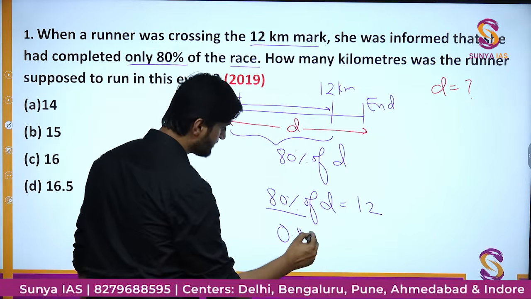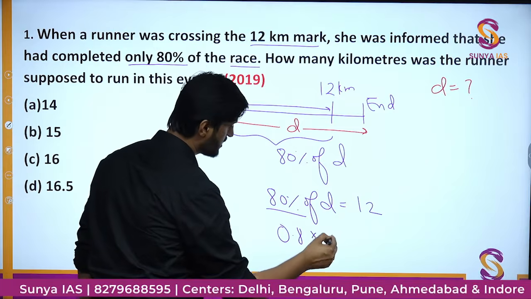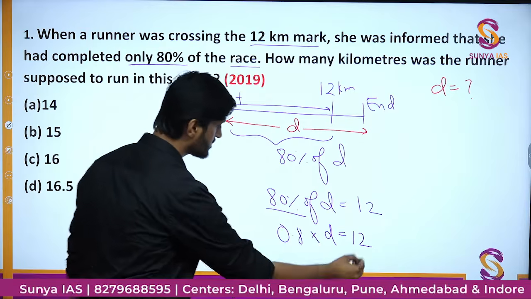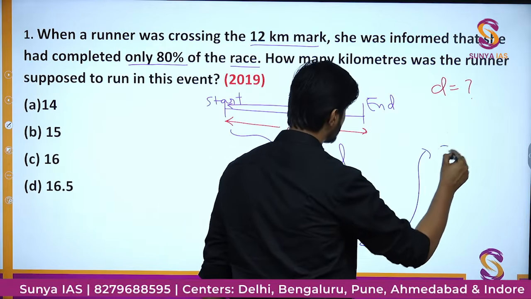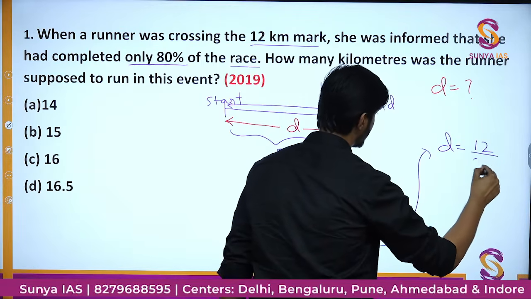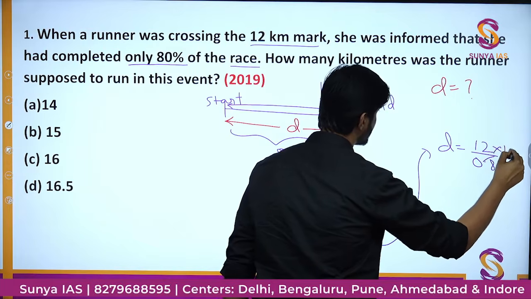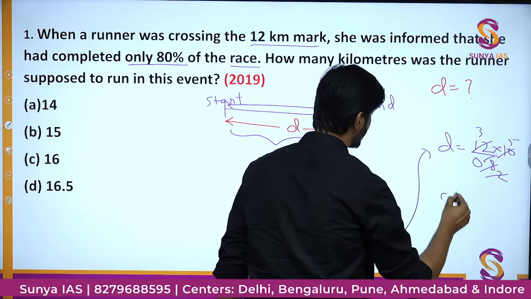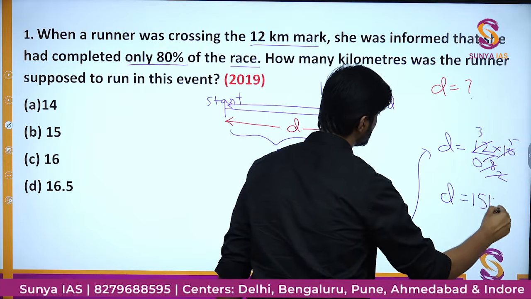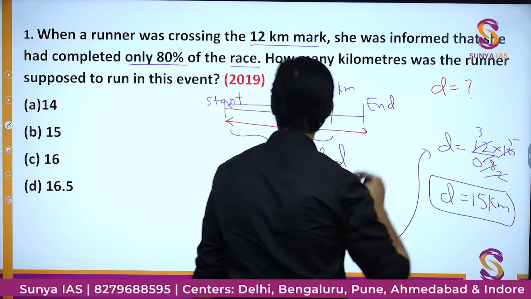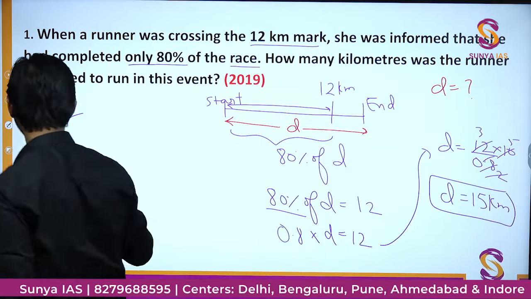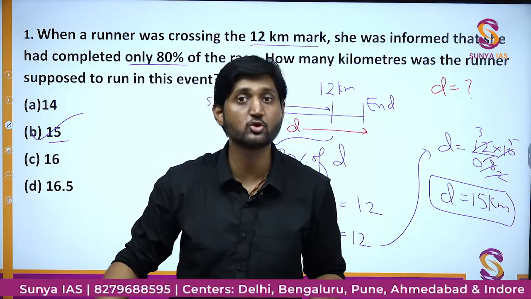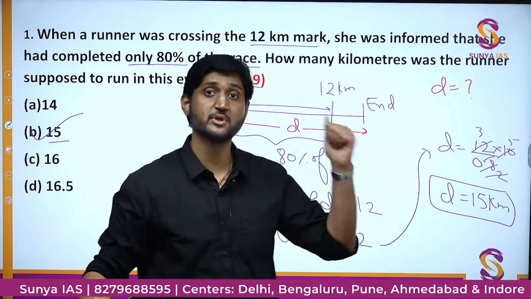So 0.8 "of" is nothing but multiplication. 0.8 times d is equal to 12. You have to just send this 0.8 to the other side in division. You will get d is equal to 12 divided by 0.8. You simplify it. Further, you will get the value of d to be 15 kilometers. So this was a very simple question asked by the UPSC in 2019. And this is such a question which you can easily do. There is no point of missing such a question.